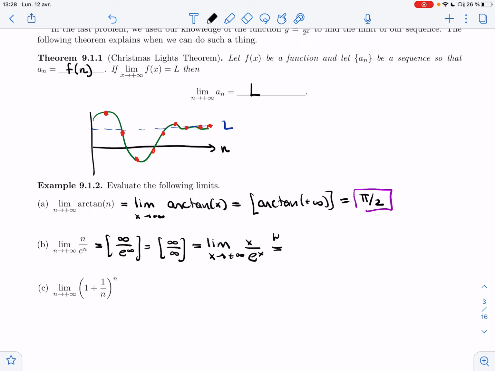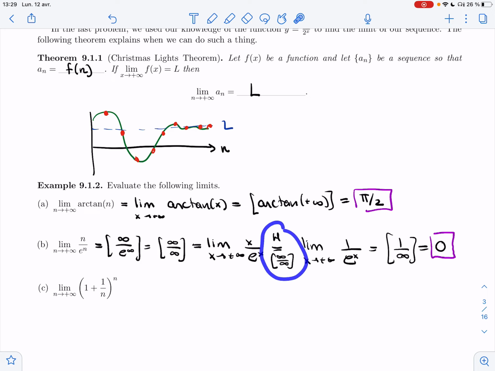And then I'll take the derivative of top and of the bottom because that's what L'Hopital tells me to do. I'll get 1 over e to the x. I'll get 1 over infinity. I'll get 0. All right, so once you think of it as a function, you have the tools of the graphs that we know, the asymptotes that we know, and also you have L'Hopital that you can now use. All right, so let's try a couple more.